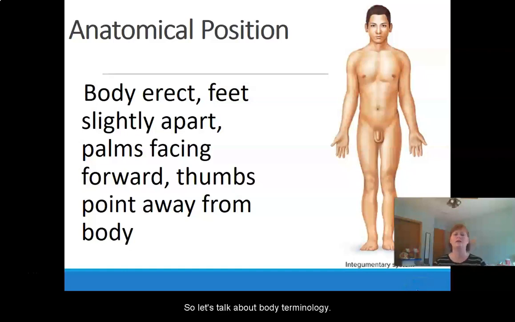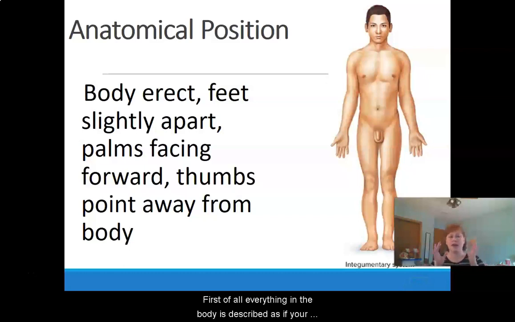So let's talk about body terminology. First of all, everything in the body is described as if your patient is standing in anatomical position. So it doesn't matter if your patient has his feet over his head or what's going on. It's always as if you're standing straight with your feet roughly shoulder width apart, your arms down at the side with your palms facing forward. We'll talk more when we get to the skeletal system about why that is.